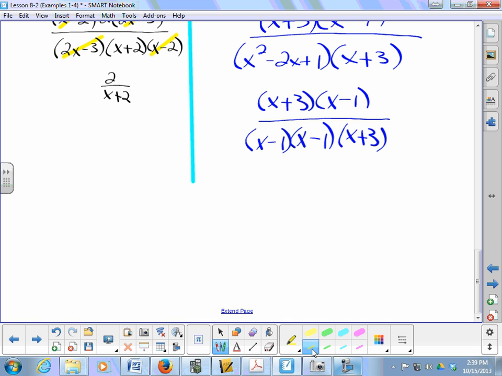Look for our common factors. x plus 3 is in both the numerator and denominator, and x minus 1 is in both the numerator and the denominator. And this is very key: remember that there are 1's that go here when that happens. So we don't forget, in the numerator I have 1 times 1, which is 1. And in the denominator we have x minus 1 times 1 times 1, to get x minus 1.